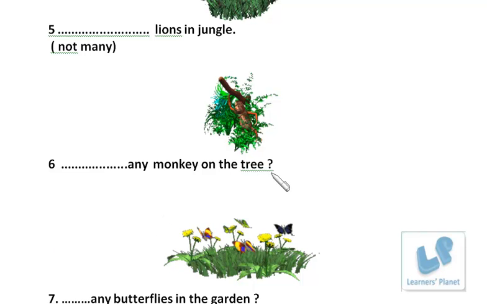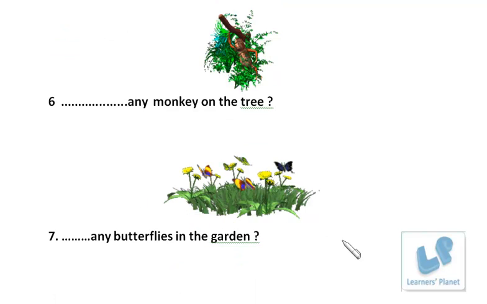Now question mark. Is there any monkey on the tree? क्या इस पेड़ पर कोई बंदर है? Is there any monkey on the tree? Okay, again we have question mark over here. Are there any butterflies in the garden? Are क्यों यूज कर रहे हैं? क्योंकि बहुत सारे बटरफ्लाइज है, राइट? बटरफ्लाइज ये प्लूरल में दिया हुआ है, राइट? So are there any butterflies in the garden?